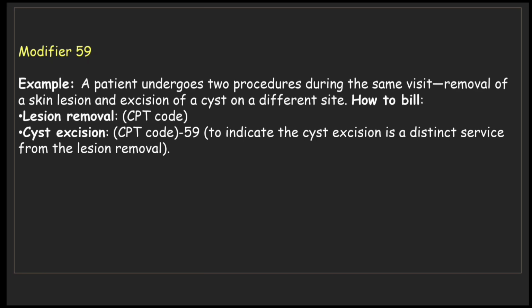How to code? First, we will code the lesion removal. Secondly, the cyst excision CPT code with modifier 59 to indicate the cyst excision is a distinct service from the lesion removal. Let us see the keywords. Additional services, separate procedure.